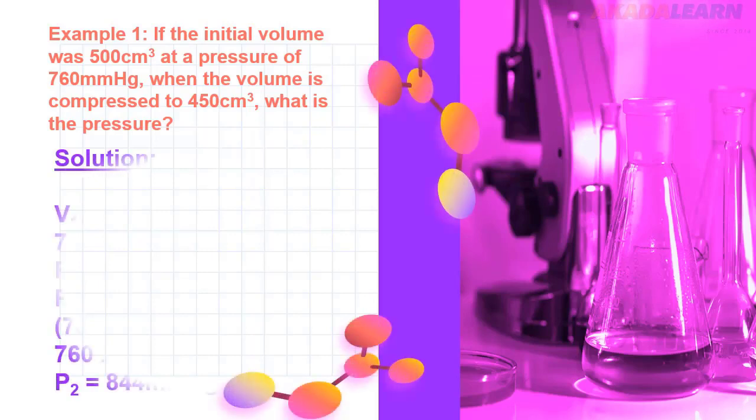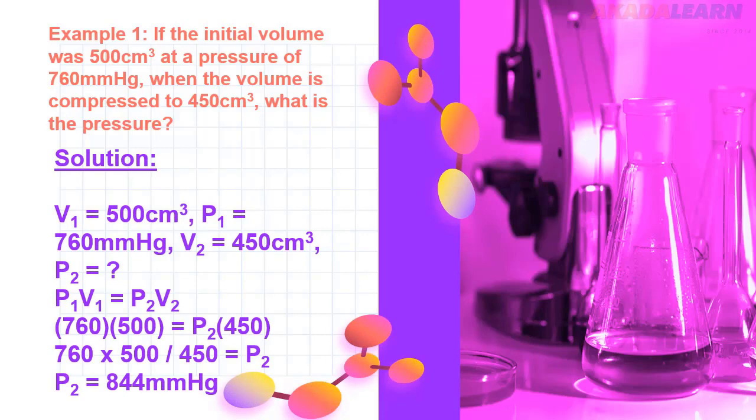Now let's take the solution. The first volume is 500 cm cubed, while the pressure is 760 mm mercury. The new volume is 450 cm cubed, while the new pressure is unknown. That's what we are supposed to look for. So using our formula, P1V1 equals P2V2, we now put in our figures and carry out the evaluation. P2 will become 844 mm mercury. That will be the pressure at 450 cm cubed.